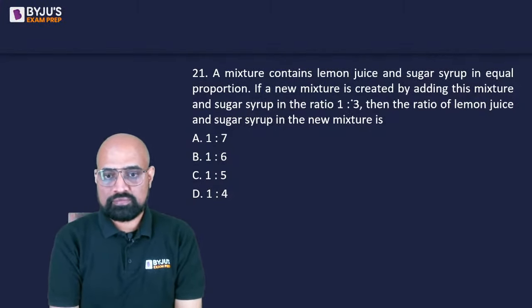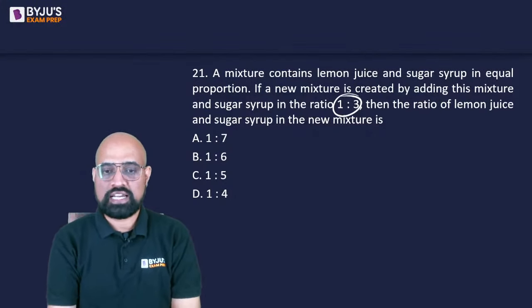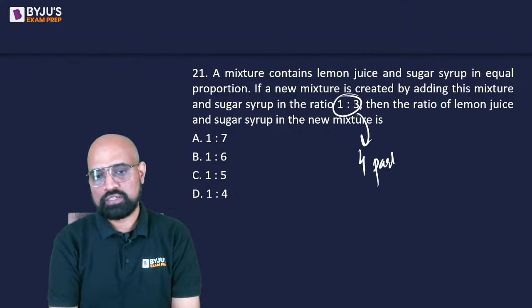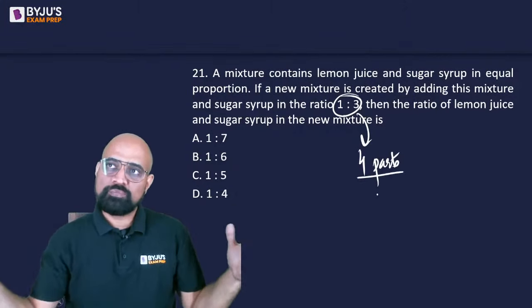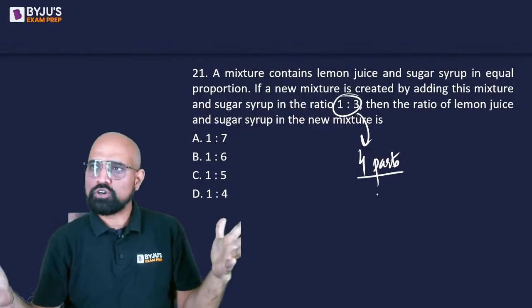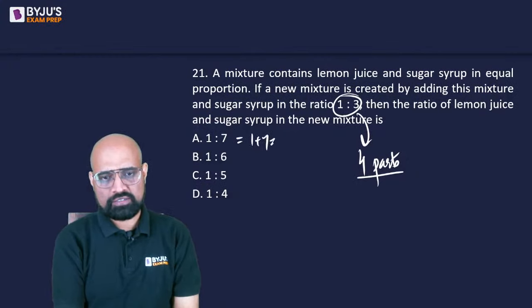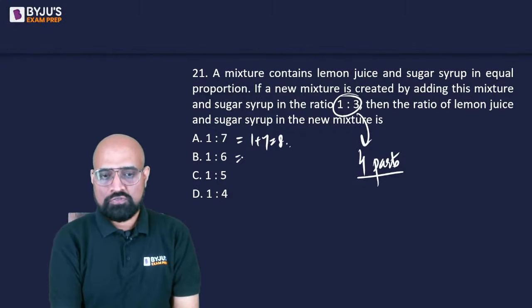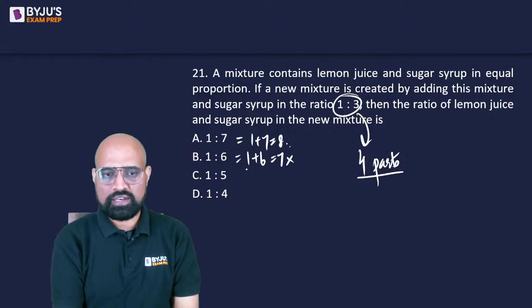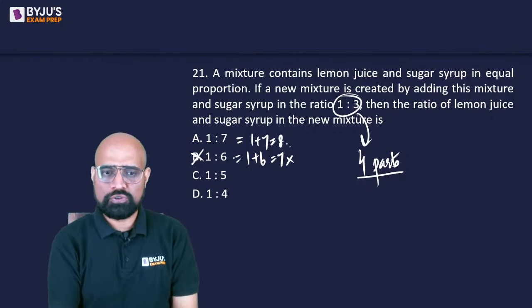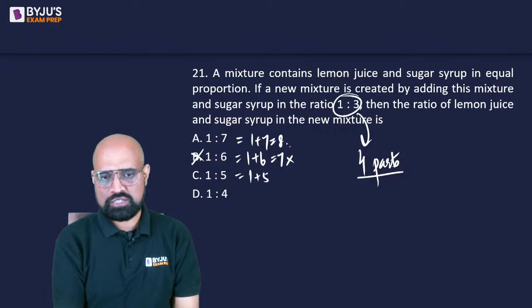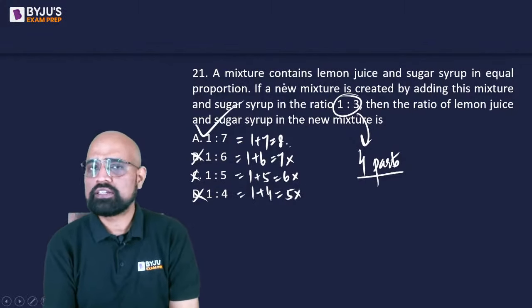Look, if they are mixed in the ratio 1:3, that means there are 4 parts to it, so in the final mixture too, whatever we get, there will be 4 parts or a multiple of 4. So 1 plus 7 is 8. This can be possible. 1 plus 6 is 7. Not possible. It should be 4 or a multiple of 4, no? 1 plus 5 is 6. Not possible. 1 plus 4 is 5. Not possible. So this will be our answer.